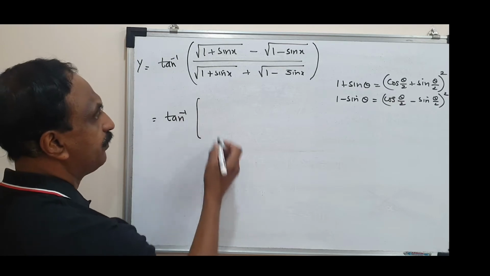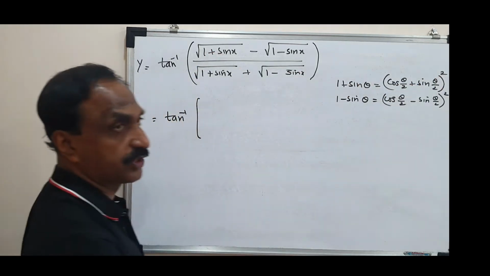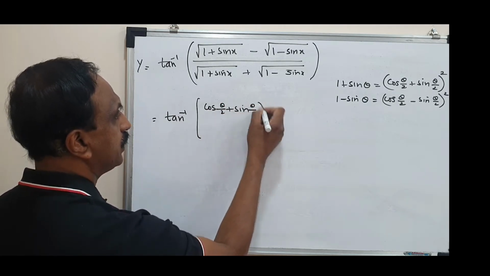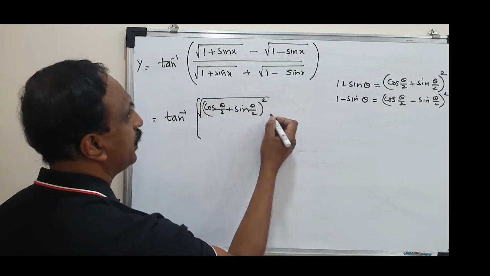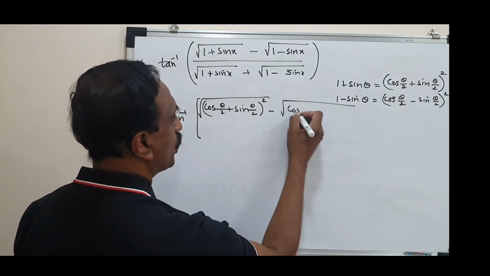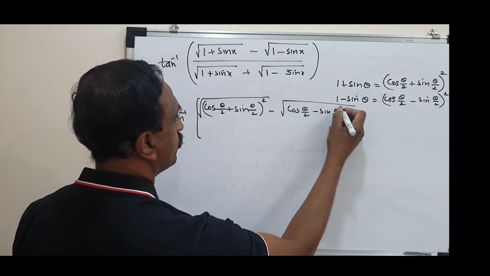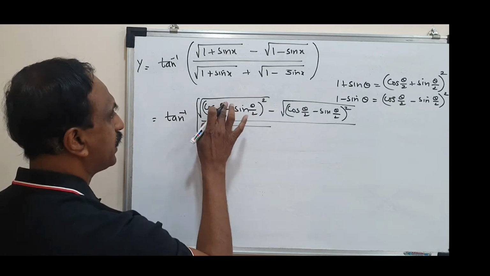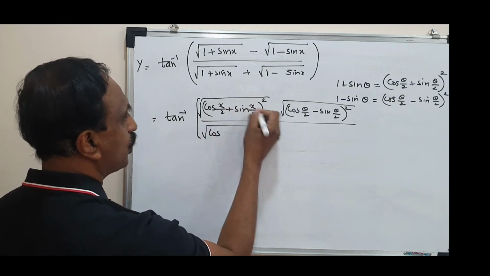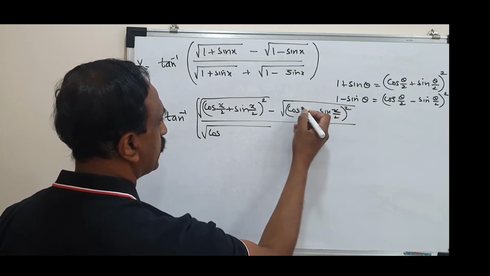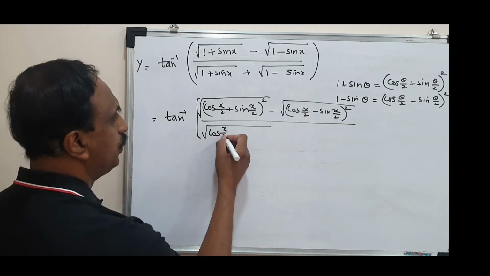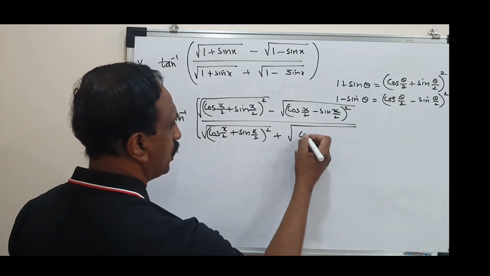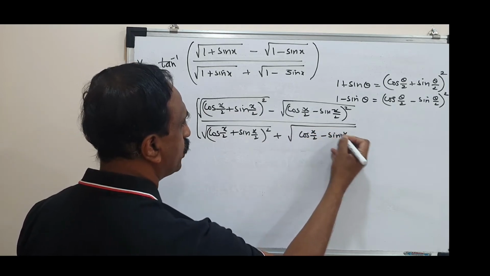So it becomes tan inverse of, because the square root is there, that's why I went for the perfect square formula. So it becomes root of cos theta plus sine theta the whole square, minus root of cos theta minus sine theta the whole square, divided by root of cos, not theta, it is x, because the question here is in x. So cos x by 2 plus sin x by 2 the whole square, plus root of cos x by 2 minus sin x by 2 the whole square.